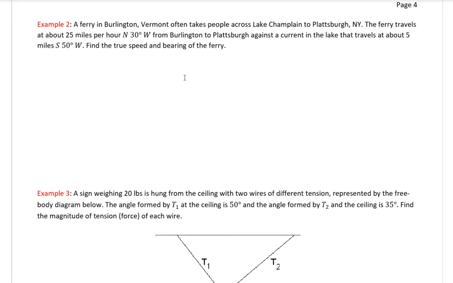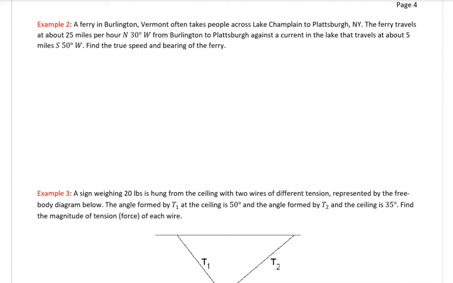Let's do a couple of applied examples of this. First, I have an example that has to do with bearing. We have a ferry in Burlington, Vermont that often takes people across Lake Champlain to Plattsburgh, New York. A ferry travels at about 25 miles per hour north 30 degrees west from Burlington to Plattsburgh against a current in the lake that travels about 5 miles per hour south 50 degrees west. We want to find the true speed and bearing of the ferry.